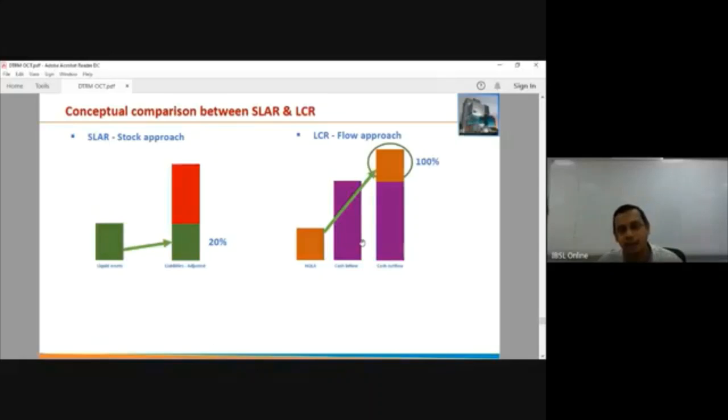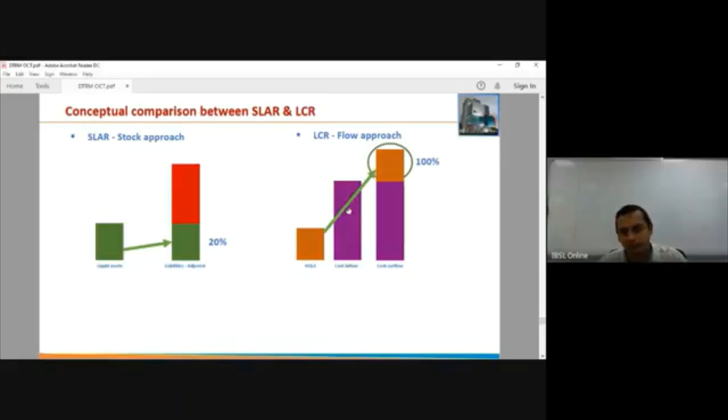SLAR, stock is as at a date. On a particular given day, how much of stock you have. But LCR says for the next 30 days, what is your inflow and what is your outflow. So it's a forward-looking approach. Then after computing your inflow and outflow, we know how much is the net outflow. The outflows are more than inflow. You can compute what is the net outflow.